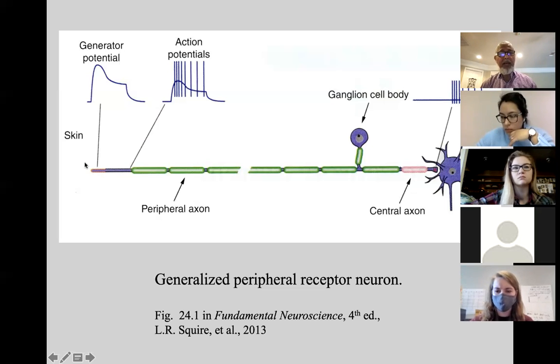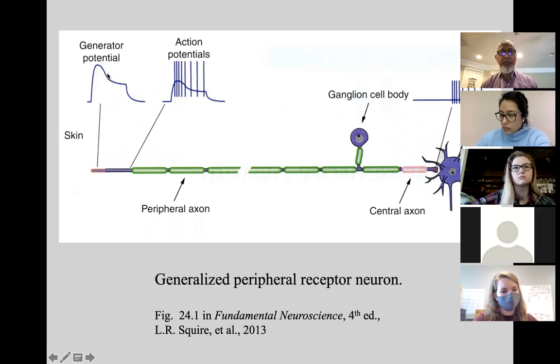Now, when you apply a stimulus here, the receptor will not produce an action potential. The receptor will only produce a localized potential. We call it receptor potential or generator potential. They don't propagate, they stay localized. They are non-propagated potentials. So we call them generator potential or receptor potential.